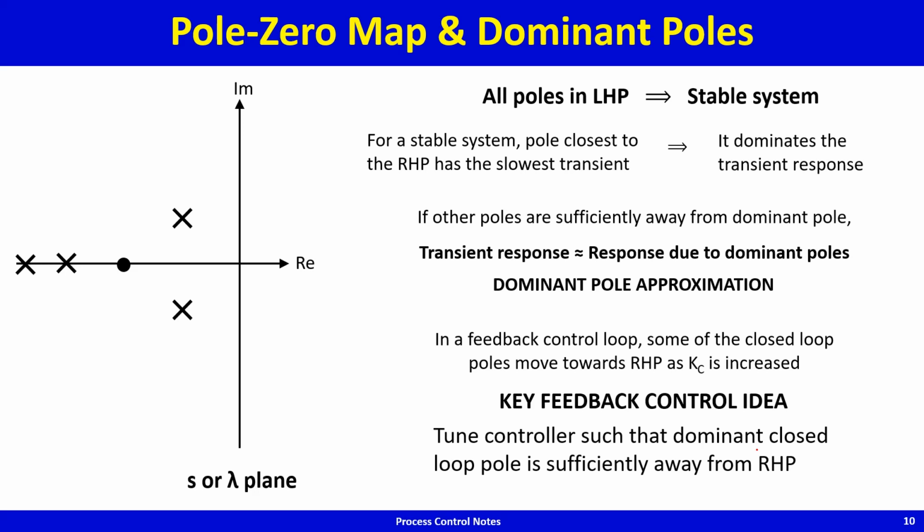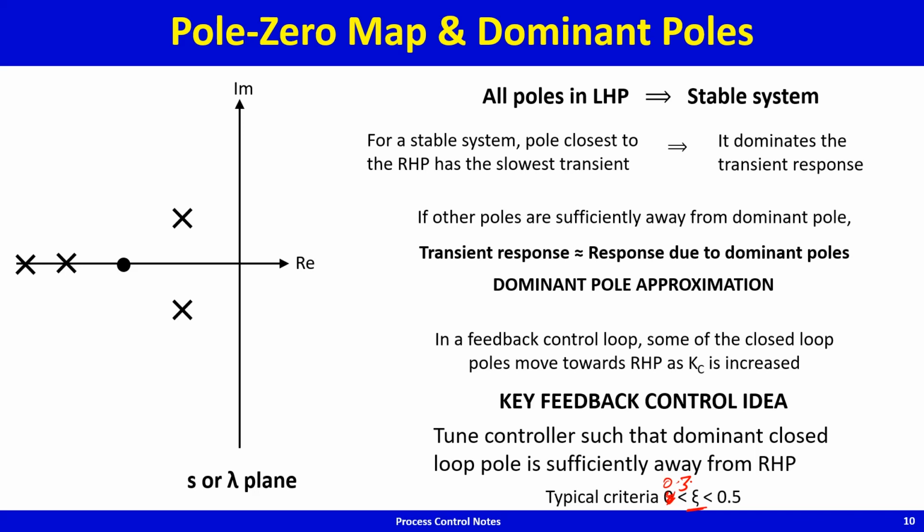Typically the pole that is closest to the right half plane will occur as a complex conjugate pair. It will not be a real pair. Most often it is usually a complex conjugate pair. So for that complex conjugate pair, what you typically then say is that the damping coefficient, this is not correct, should be between 0.3 and 0.5. Please make a correction here. Should be between 0.3 and 0.5.